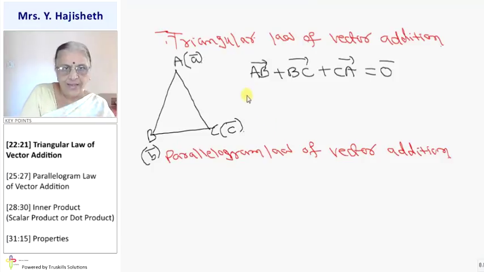So this can be written as vector AB plus vector BC is minus CA. Minus CA मतलब क्या आएगा? AC. Vector AB plus BC is vector AC.